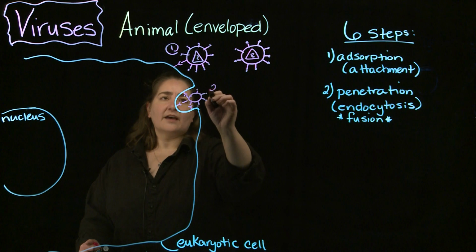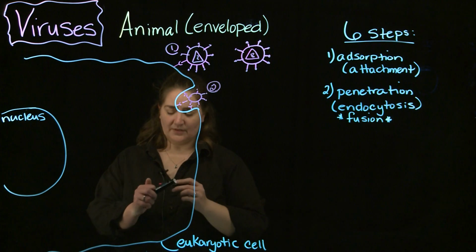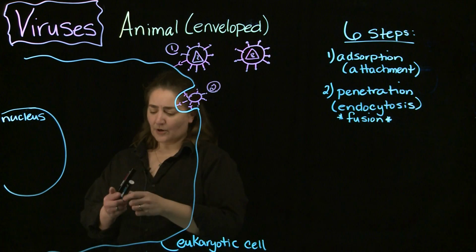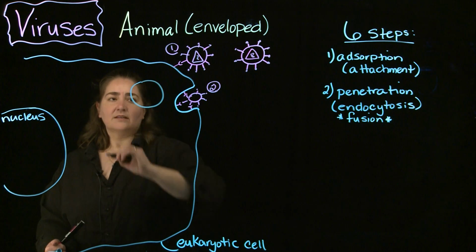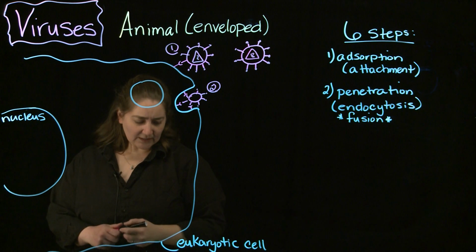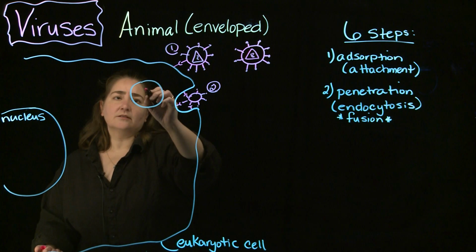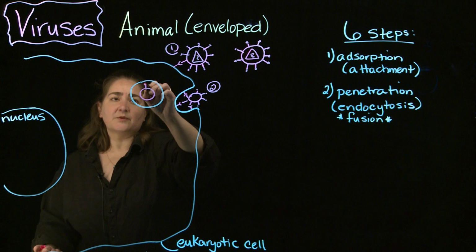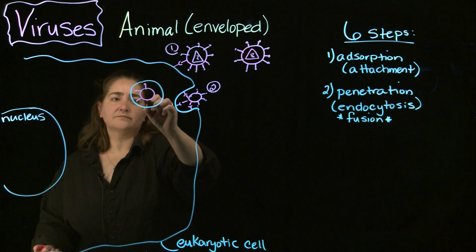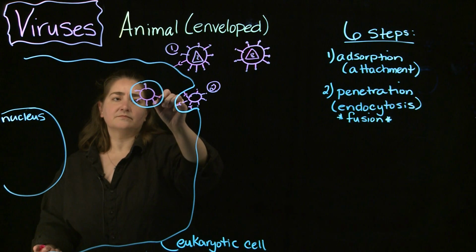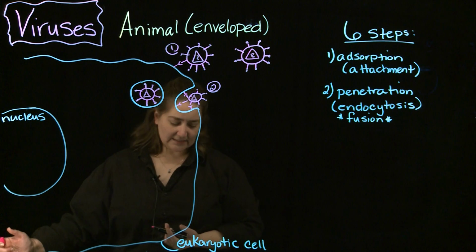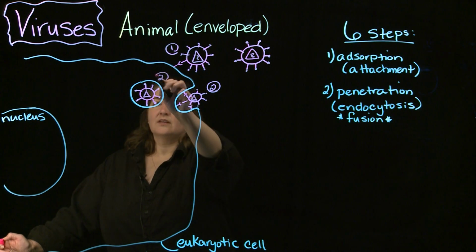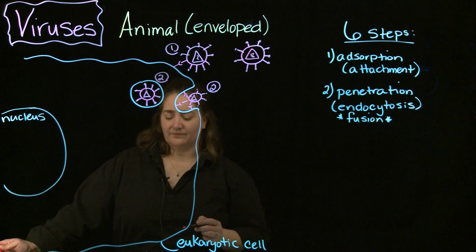So in terms of that, our second step, that viral particle is going to be brought into the cell. And it'll be inside of a little plasma membrane here. All right, so it's got to get inside the cell. All right, so that's going to be our penetration.